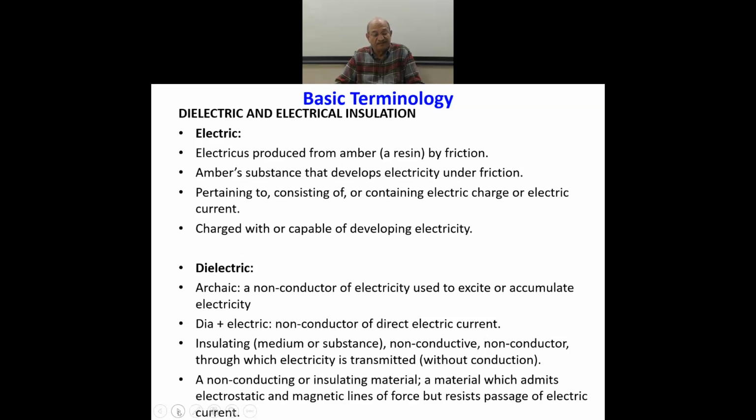We have already talked about electrical insulation, which is also known as dielectric. Now you would wonder why two names. In fact, these are two names for the same thing. Dielectric is nothing but electrical insulation. We'll come to why electrical insulation has been given the term dielectric.